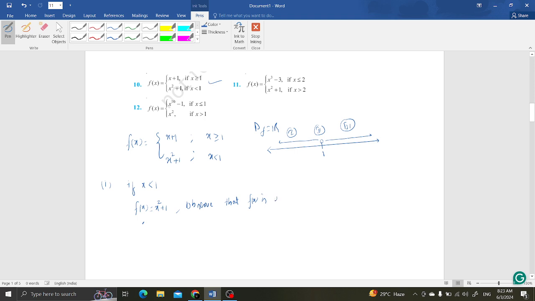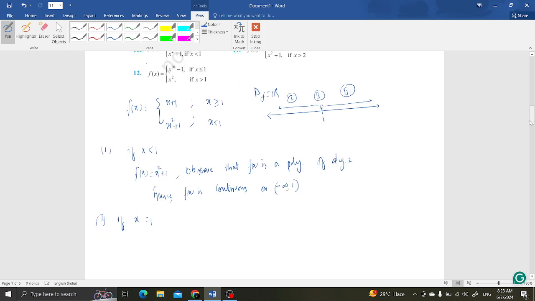Observe that f(x) is a polynomial of degree 2, hence f(x) is continuous. Hence f(x) is continuous on minus infinity to open 1. Okay, now the second thing is if x is at 1.